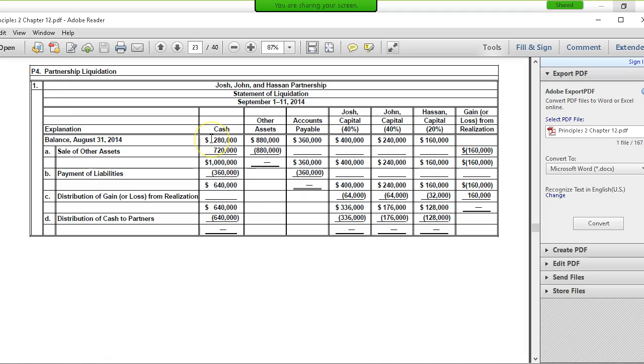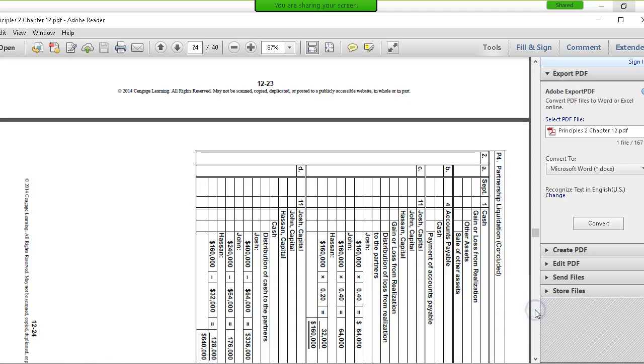So going back to the cash, we began with 280. We added 720 for $1 million. We're going to take 360,000 of this money and pay off our debts. We have remaining 640,000. This 640,000 is sufficient to pay each capital account and bring it down to zero.